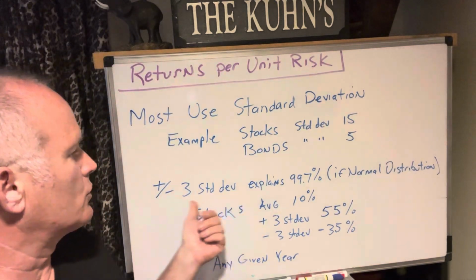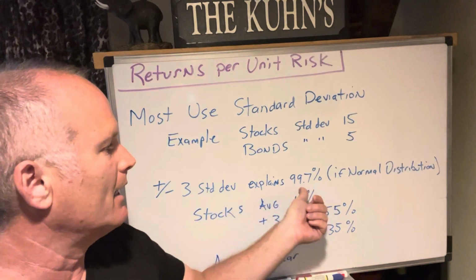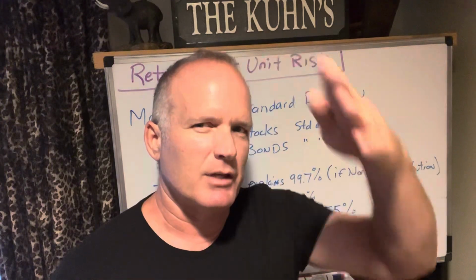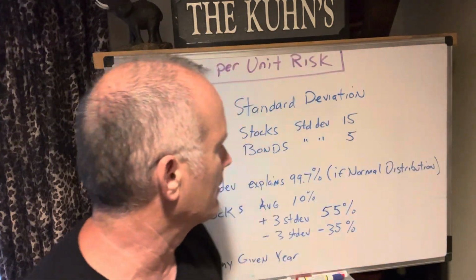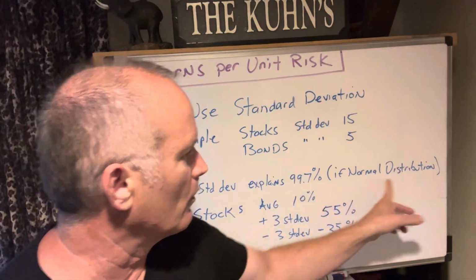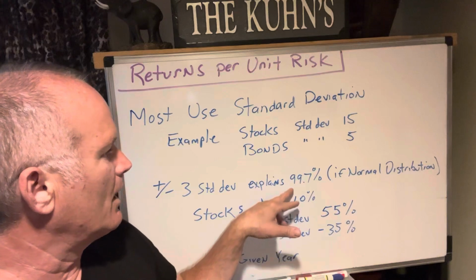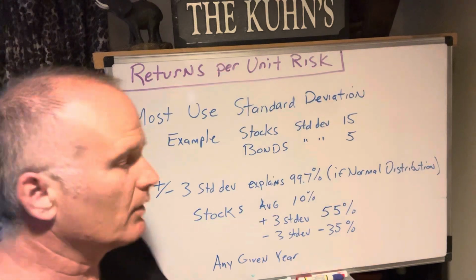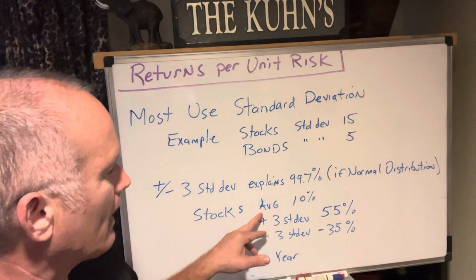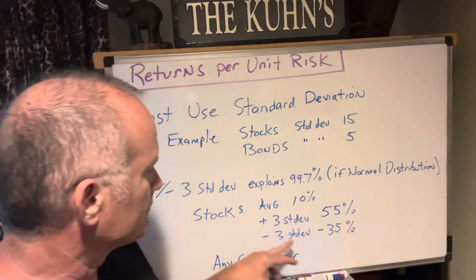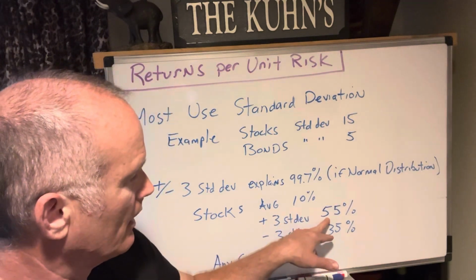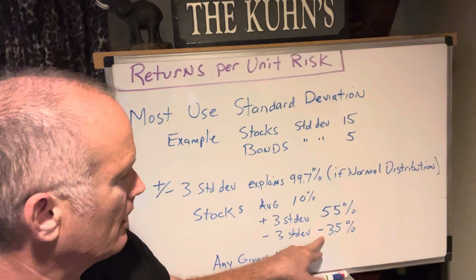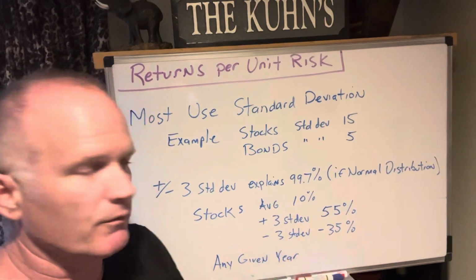Also, a lot of people use 3 standard deviations because that will explain 99.7% of the probability, assuming it's a normal distribution. You see that bell curve. I don't know if you statisticians are out there. If it is a bell curve or normal distribution, 3 standard deviations should explain 99.7% of the data set, okay? So for stocks, long-term average is right around 10%. Plus 3 standard deviations means any given year you may get 55% return. And minus 3 standard deviations says you could be as low as minus 35 in any given year.